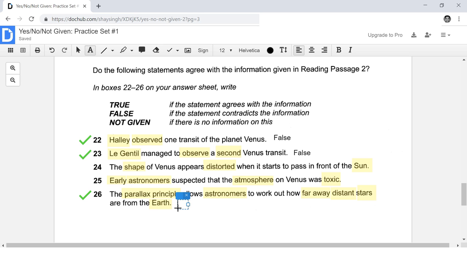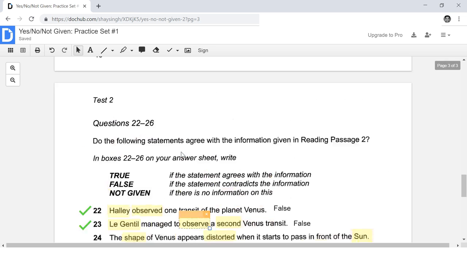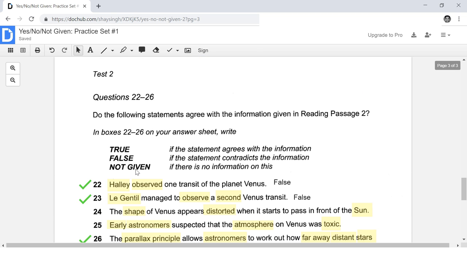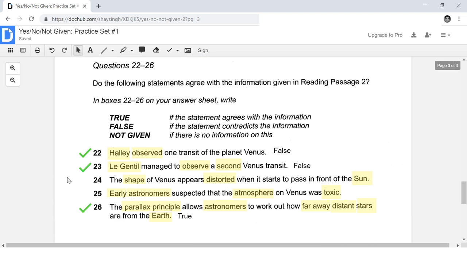The correct answer is true. All the information matches. The information in the question sentence and the information in the matching sentence, they both agree with each other. Therefore, the answer is true. Awesome. Now we only have 2 more questions to go, number 24 and 25. So let's knock these ones out.